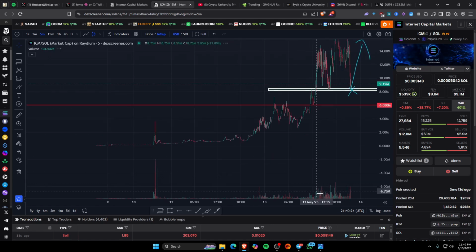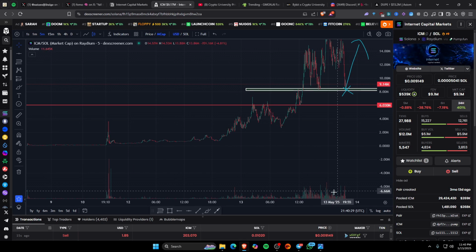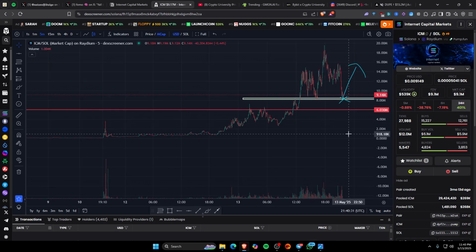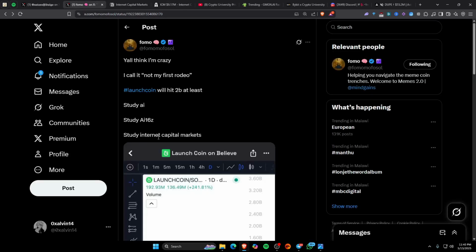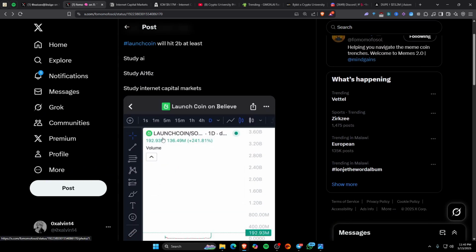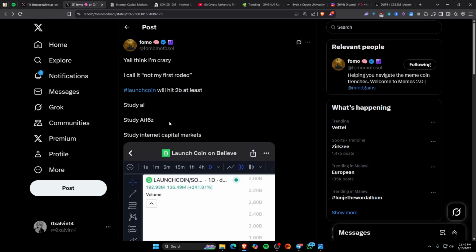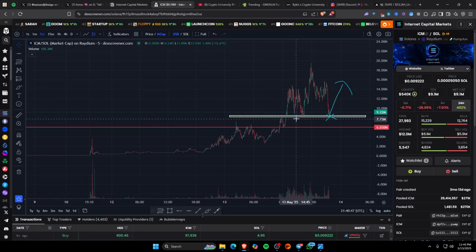You can see volume is actually picking up right now, so this is something that you don't have to sleep on, because volume is just going to continue to skyrocket. And as you can see, this one says launchcoin is going to hit 2 billion in market cap valuation. So study AI16Z, and study Internet Capital Market. This is where the money is going to be right now, so you have to pay close attention to it. That's just my analysis on internet capital markets.